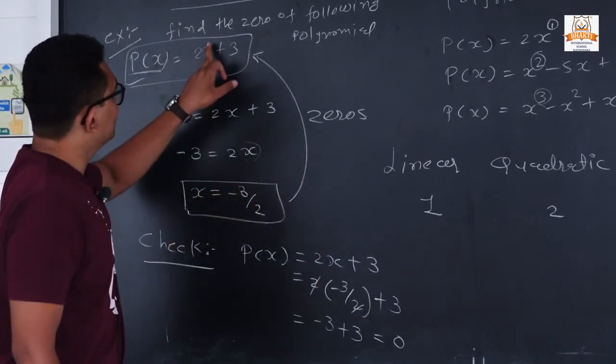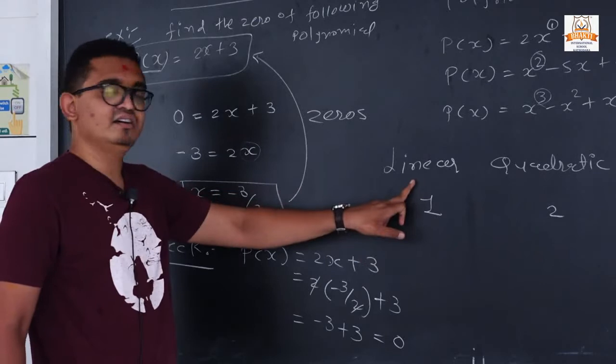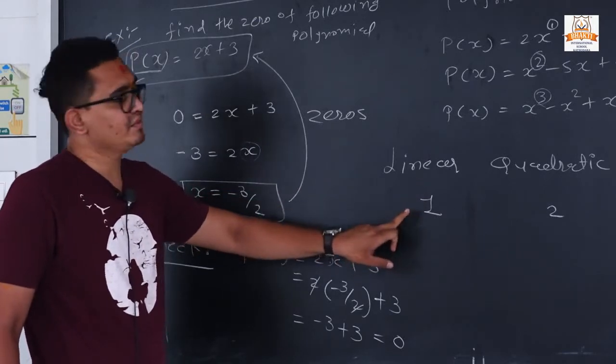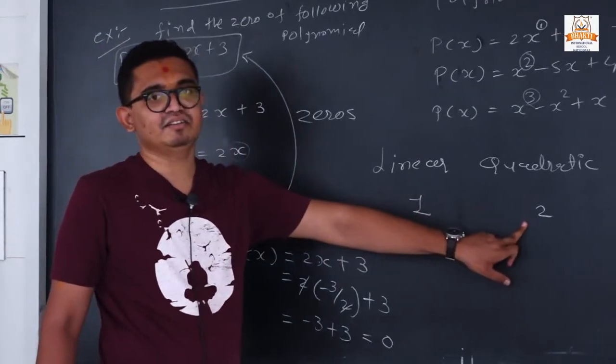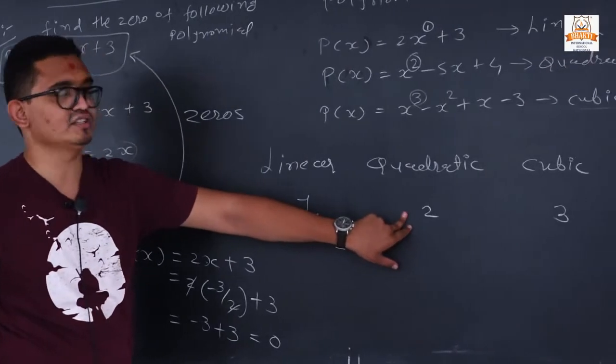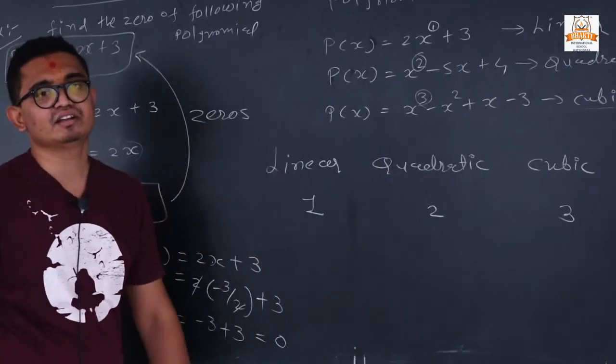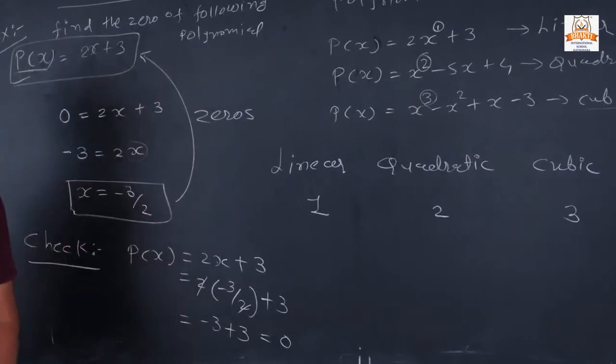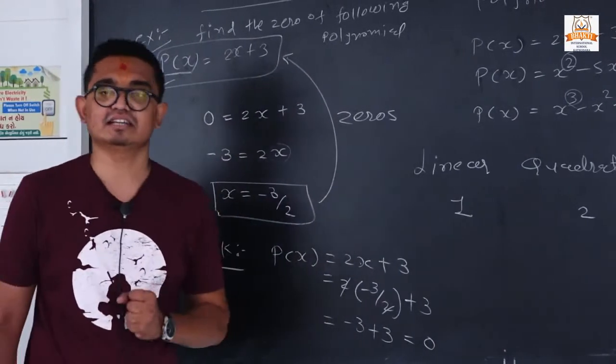If we have a linear polynomial, we have only one zero. If we have a quadratic polynomial, we have a total of 2 zeros. And the third is cubic. So for a cubic polynomial, we have 3 zeros.